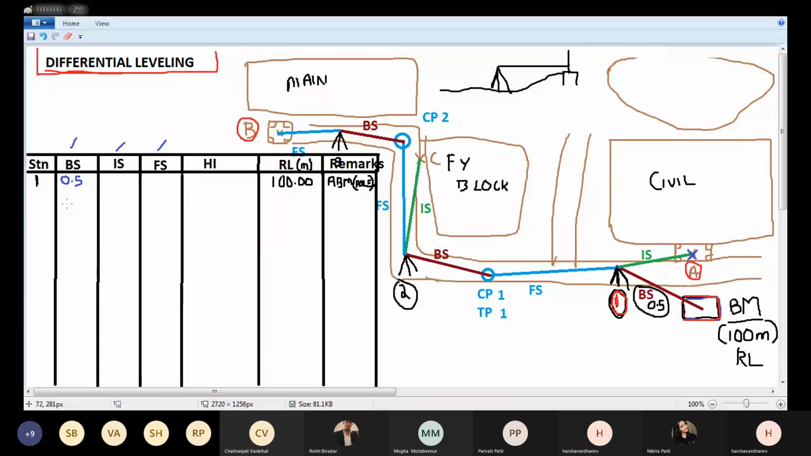I'm taking a staff reading on a benchmark. So a staff reading taken on a point whose elevation is known is backside. So I'll enter that staff reading in the backside column. Next.